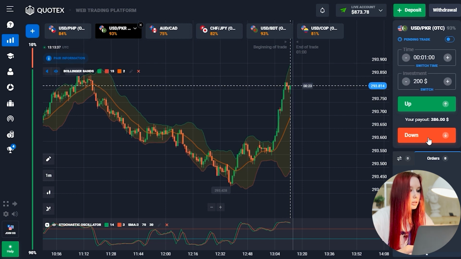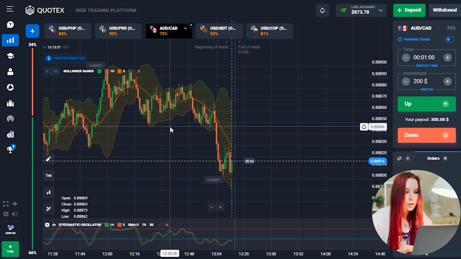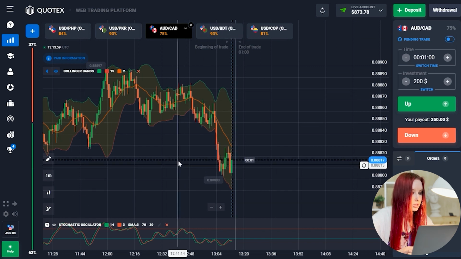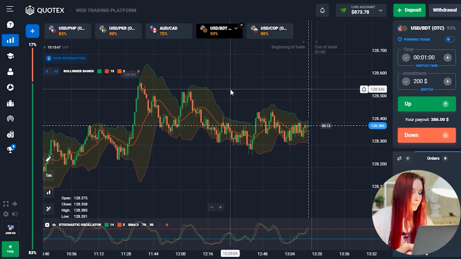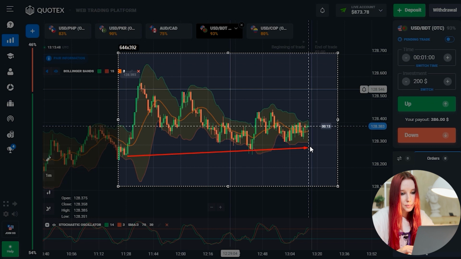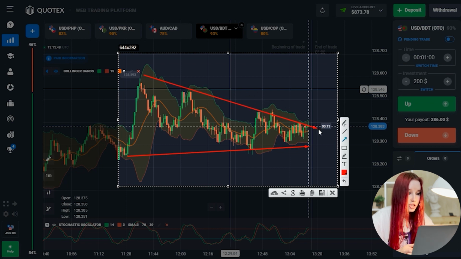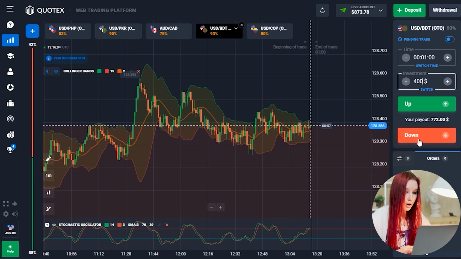Okay, let's look at the situation on the Swiss franc and Japanese yen currency pair. Oh, it doesn't work. Okay, let's delete it. Okay, this currency pair has a fairly low payout percentage. Okay, let's move on to the United States dollar and Bangladesh taka. And on this currency pair, we see a technical analysis figure, a descending triangle. In addition, we can notice that the price is at the upper Bollinger Bands line, so I want to change my investments and open a trade down.